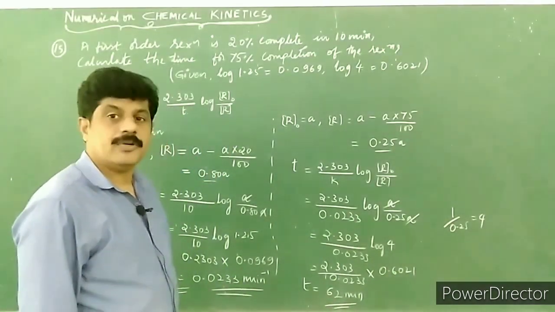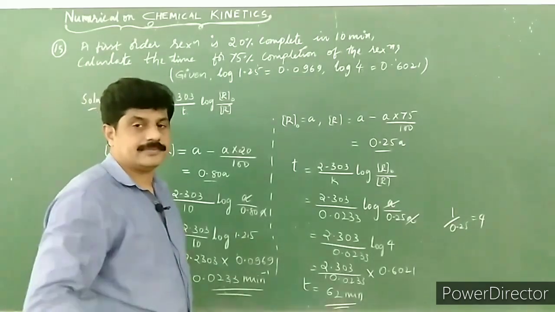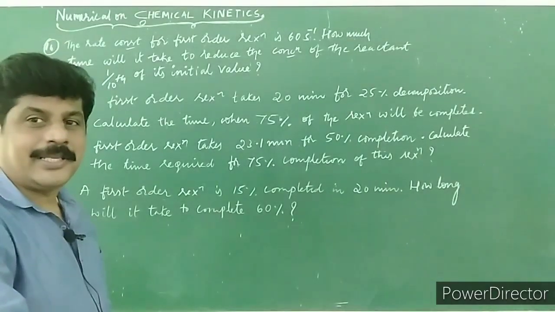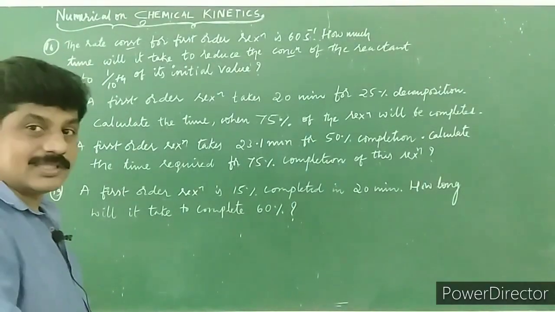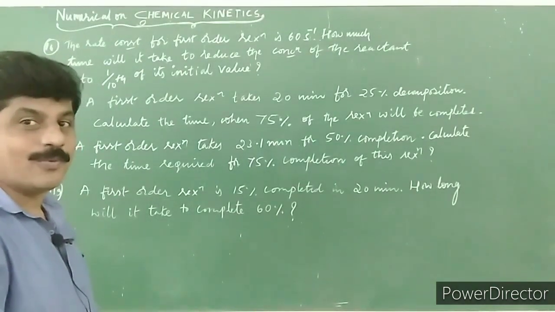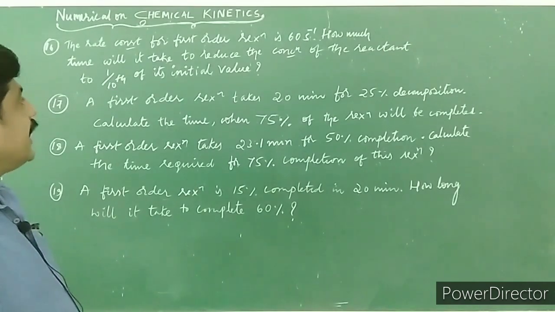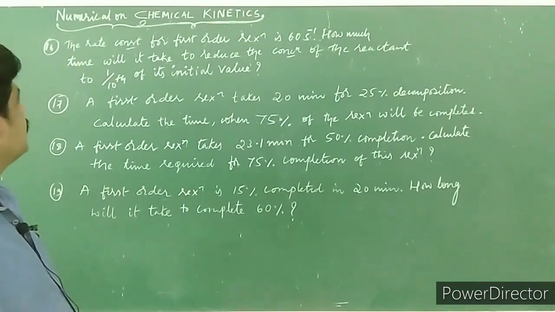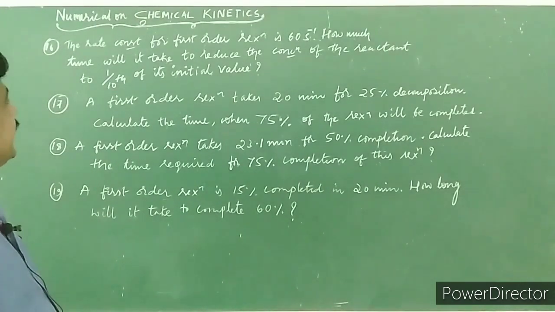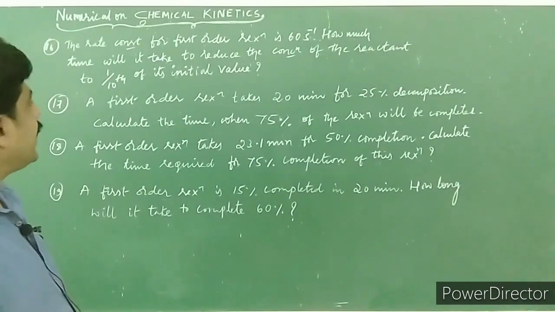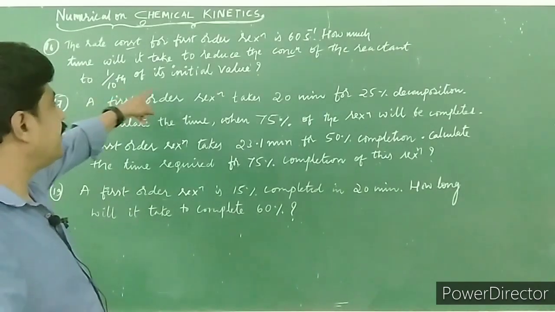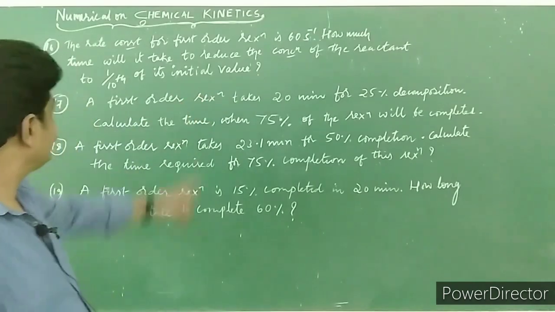Hope you got it. Let me go for the next numerical of the same kind. Children, let me give some numericals for homework. Hope you will do them at your home. The rate constant for a first order reaction is 60 per second. How much time will it take to reduce the concentration of the reactant to 1/10 of its initial value?